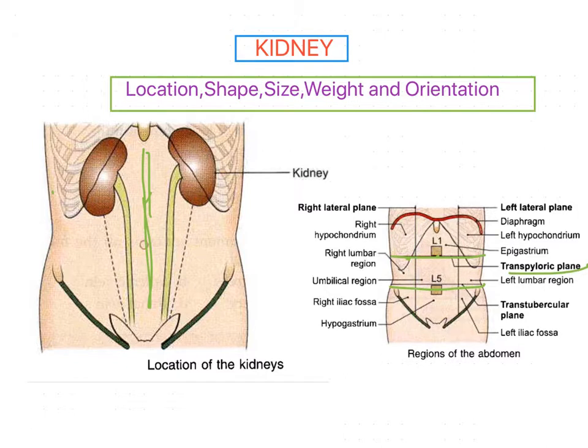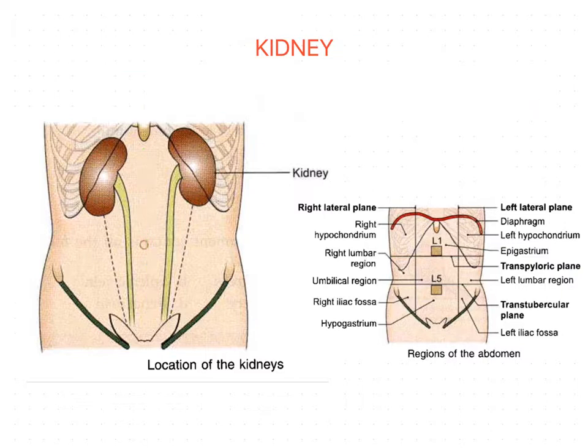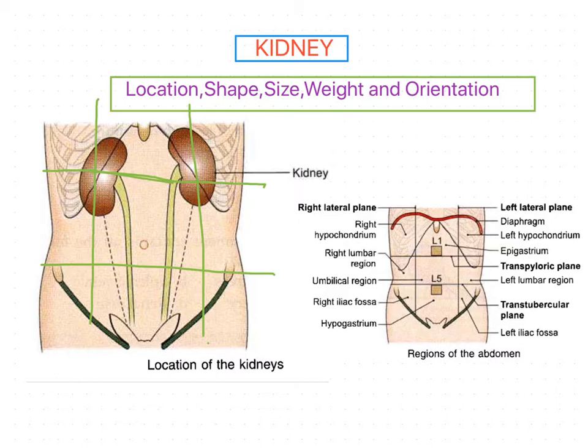So now if you see the location of the kidney, this kidney is located in the region of the epigastric. So this one is the epigastric region, so the part of the kidney which is present in the epigastrium, and also the hypochondriac regions, right and left side of the hypochondriac regions.